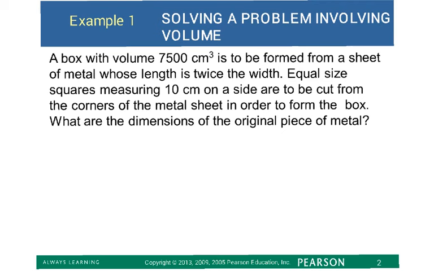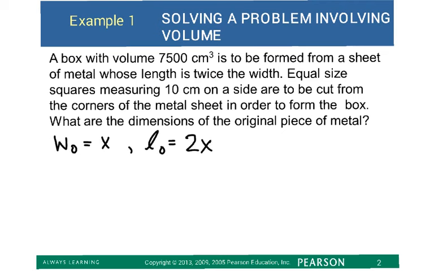So what we're going to do first is assign some variables. I'm going to call my original width, because in this question we are asked to find the original dimensions of this piece of metal, I'm going to say the original width, let that be x. And then our original length, we're going to let that be 2x, because in this problem up here it says the length is twice the width.